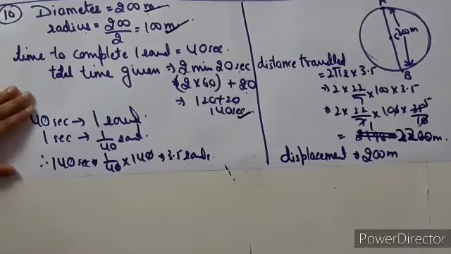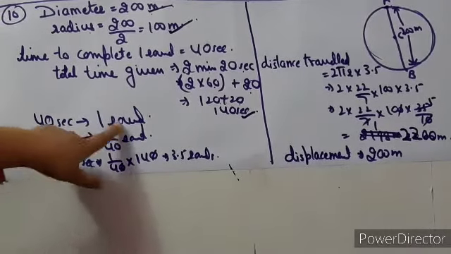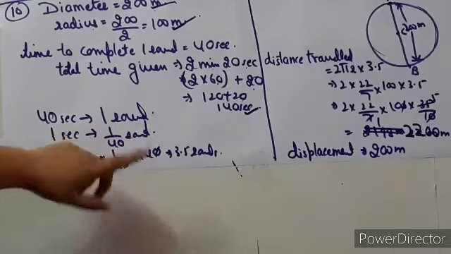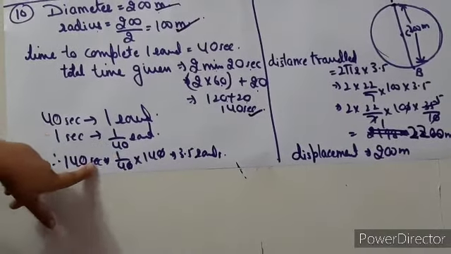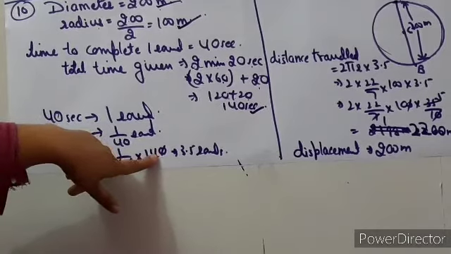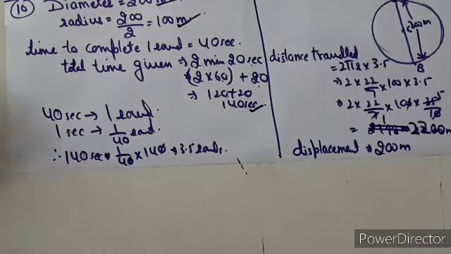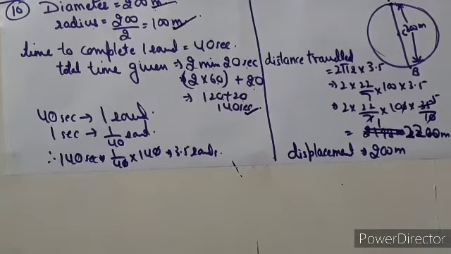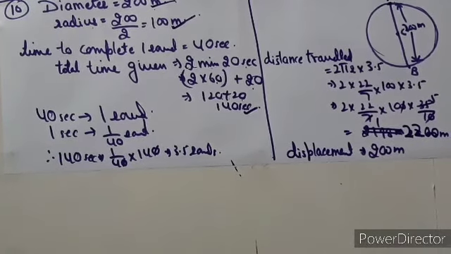Okay. Now, 40 seconds for one round. 1 second for 1 over 40 rounds. Therefore, 140 seconds is 1 over 40 multiplied by 140, that is 3.5 rounds. How can we do this? Simply, you have the unitary method. You have done this in your grade 7-8 maths.